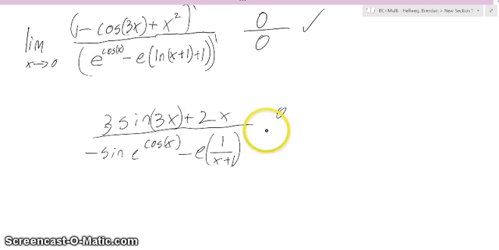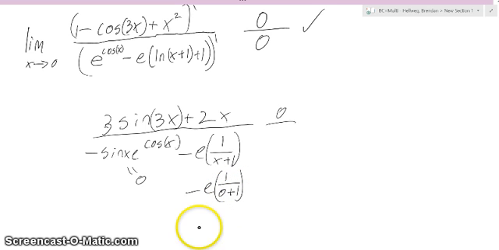So what we end up with is 0 over minus sine x e to the cosine x, which is going to equal 0, minus e times 1 over x plus 1, which is minus e times 1 over 0 plus 1, if we just want to look at this in a more simple light. And what we end up with is 0 over minus e, which of course is equal to 0.